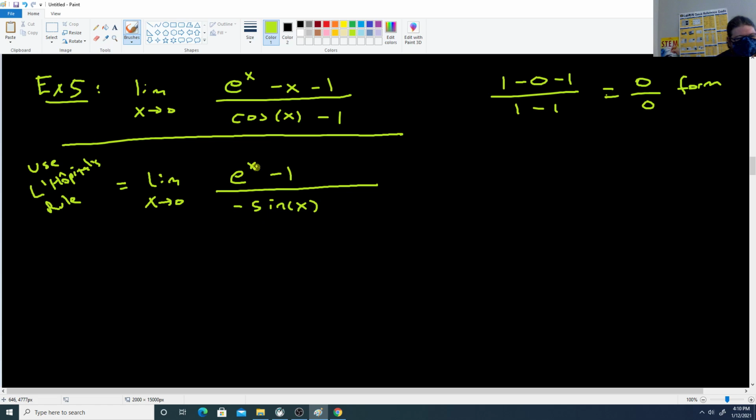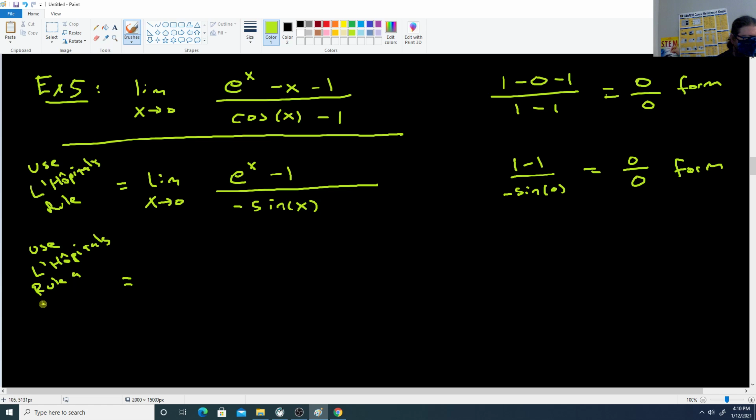I get e to the 0, which is 1, so the top becomes 1 minus 1 over negative sine of 0. 1 minus 1 is 0 over sine of 0 is 0, negative 0 is 0, so we're still in 0 over 0 form. So when that happens, or you're still in an indeterminate form, you can use L'Hopital's rule again. So we're going to use L'Hopital's rule a second time.